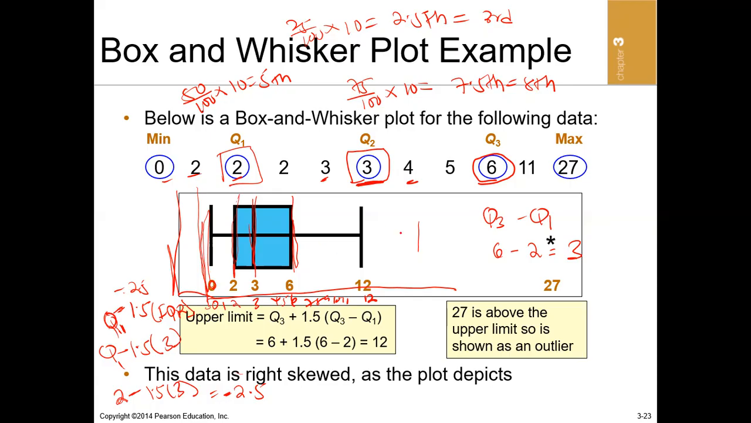Then the upper limit is Q3 plus 1.5 times the interquartile range. So the Q3 was 6, plus 1.5 times the interquartile range, which is 4.